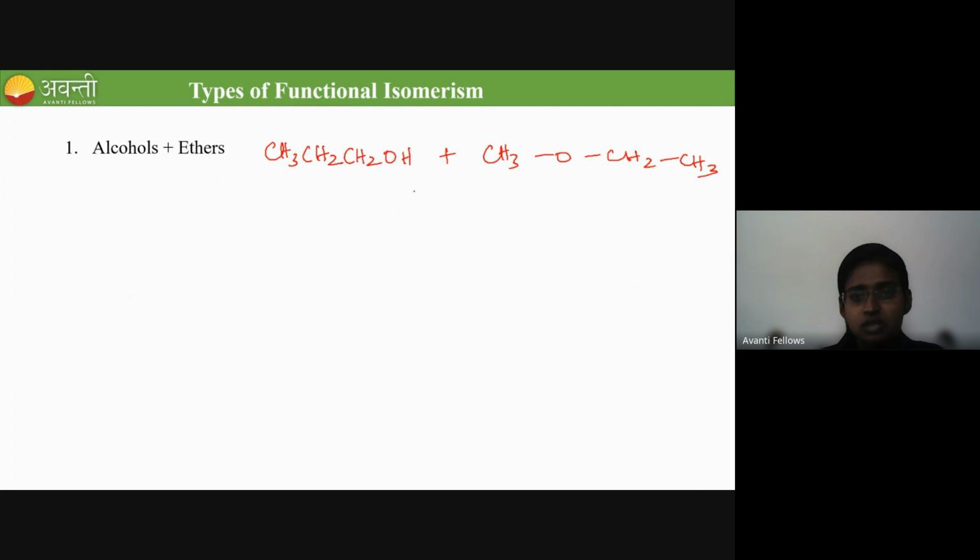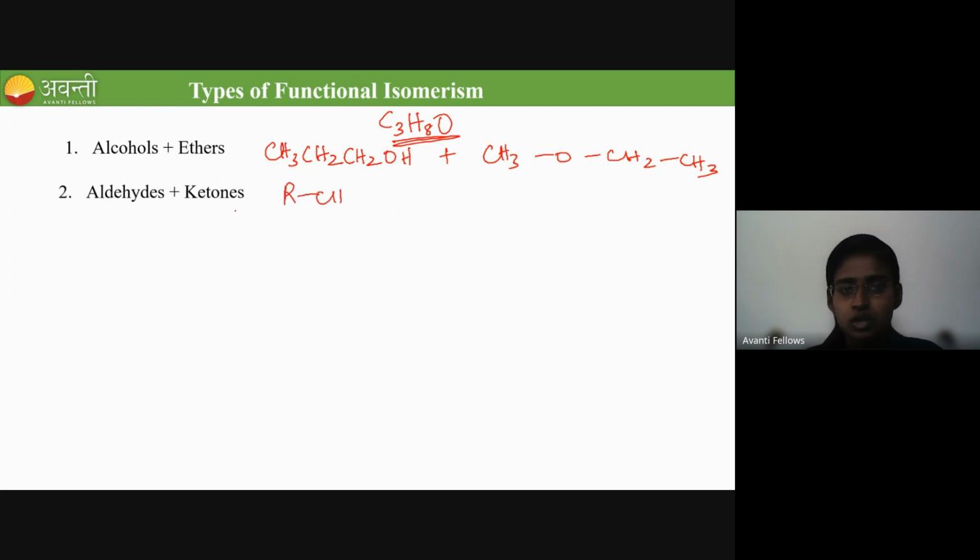In these two compounds, you can see that the molecular formula remains the same, that is C3H8O. So this is the formula, but the functional group differs. Alcohol always pairs with ether. Then coming to the next pair, which we have already known, that is aldehyde and ketone. The aldehyde formula is RCHO and ketone is RCOR.